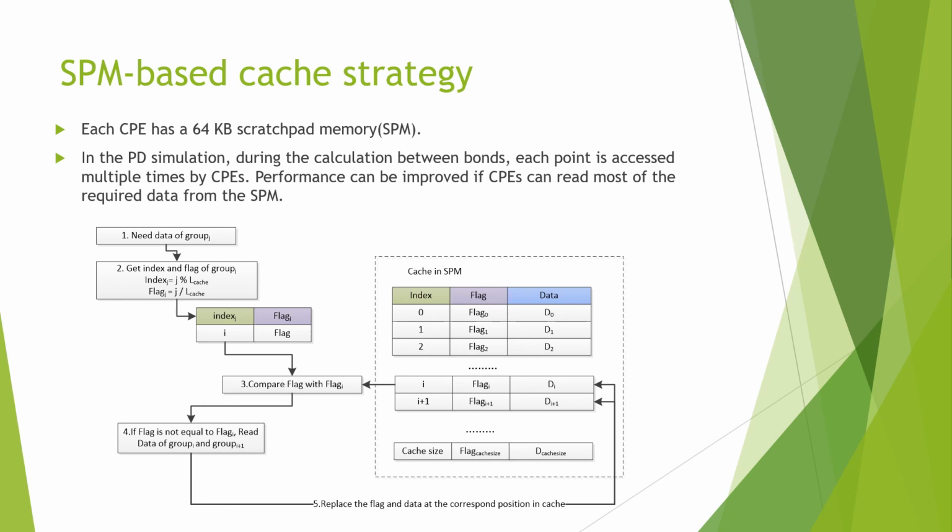When the data of a group is needed by a CPE, the CPE will first get the index and the flag of the group. Next, the CPE will compare the flag of the group and the flag in the corresponding position in the cache. If the two flags match, it means the data is already in the cache. Otherwise, the CPE will fetch the data with DMA. Because of locality, the CPE will fetch the data of the next group at the same time, which can play the role of data prefetch and improve the DMA efficiency.